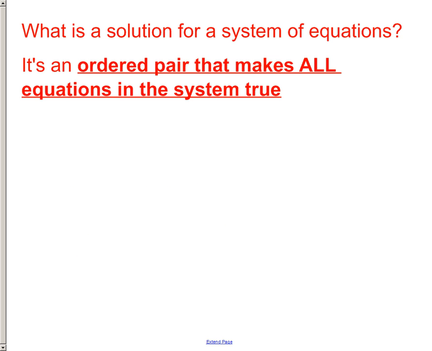It's an ordered pair that makes all the equations in the system true. So if we took a look at these two equations that I showed you at the beginning as an example, x plus y equals 5 and y equals 3x minus 7, if we could find an ordered pair that makes both of them true, that would be the solution for this system of equations.